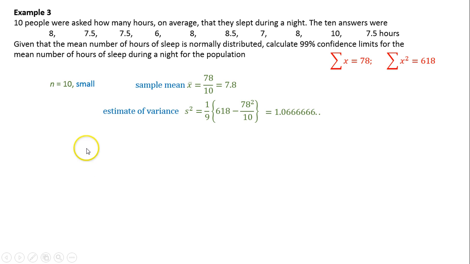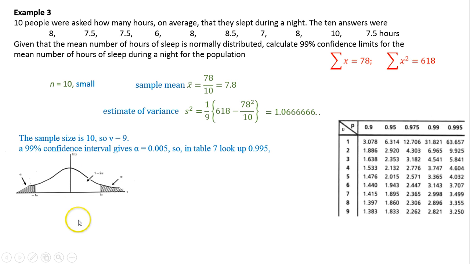So we've got a small sample, so we need to look up table 7. 99%, so we need 99% in the middle. So we have 1% to split between the two alphas. So the alpha in question is going to be 0.005. So we are looking up 0.995 with nu being 9, and we get 3.250 for t for that value of alpha.